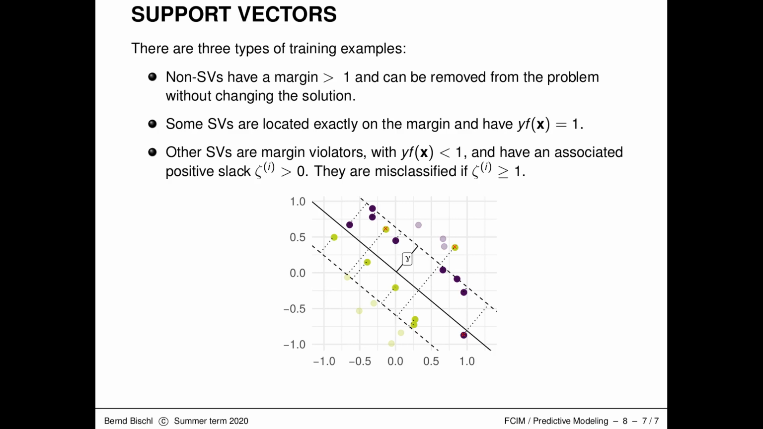For these margin violators, two cases can happen. They can be margin violators on the correct side of the hyperplane. The xi i tells you whether they are violating this margin constraint. Here it would be nearly zero, here it would be 0.5, and here you are approaching one. If you go beyond one, then the points are actually misclassified. This would happen for this point here, which might have a xi i value of maybe 1.2 or something like this.